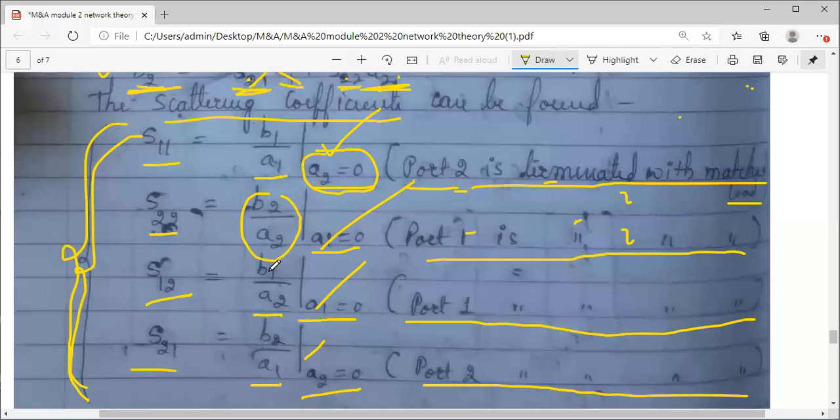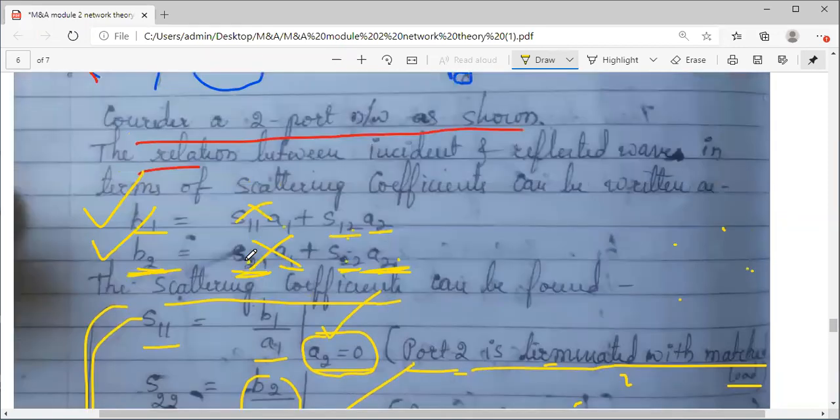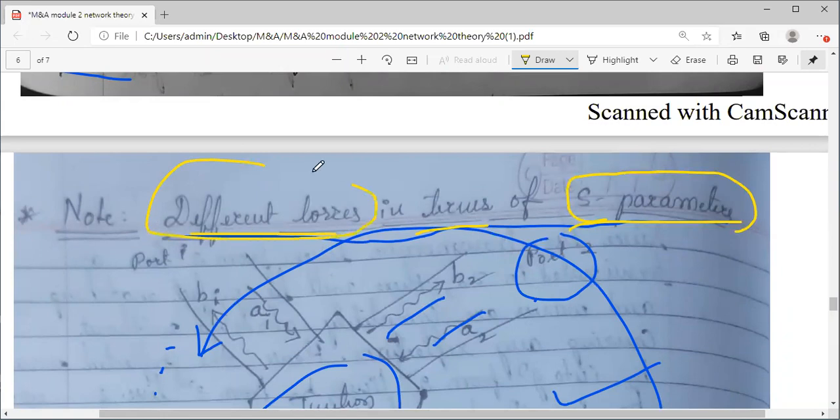Once the S parameters are known to you, we are just halfway done. Because what is the heading we have taken? Different losses in terms of S parameters. Now half the work is done. We have found the S parameters. Now we need to go for the different losses.